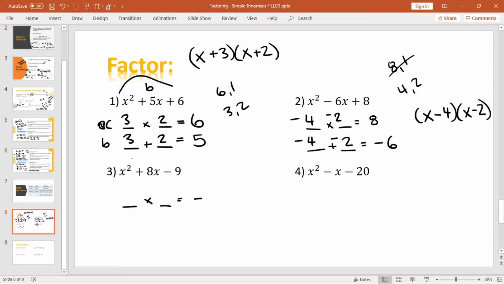I need to multiply to negative 9. And because C is negative, the two things that are going to multiply to negative 9 must be 8 apart. How do I make 9? 3 times 3. Oh, that's 0 apart. That's no good. And 9 times 1, which happens to be 8 apart. So those are the correct factors.